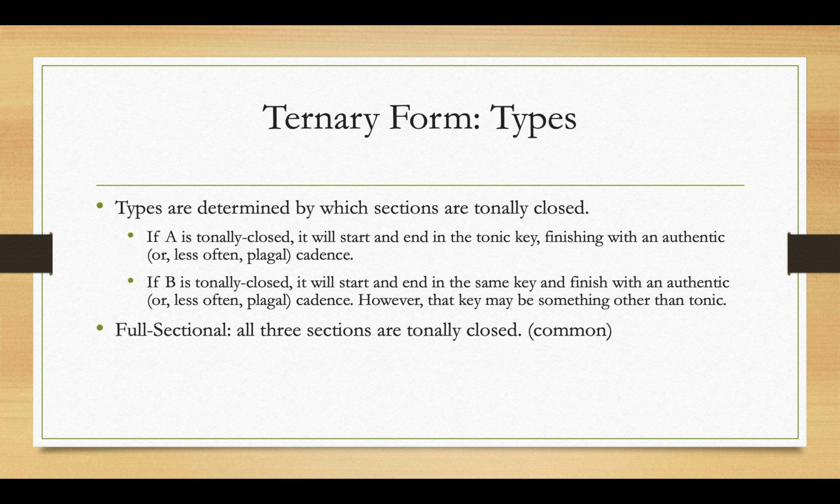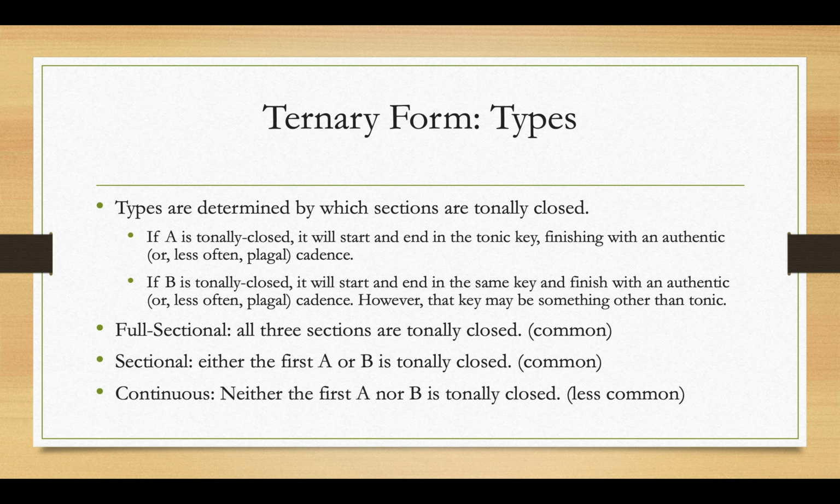So now we're into talking about the three subtypes. First up is full-sectional. In a full-sectional ternary, all three sections, A, B, and A, are tonally closed. This is pretty common in the repertoire. In sectional ternary, either the first A section or the B section is tonally closed, but not both of them. This is also pretty common in the repertoire, especially in genres like da capo aria, for example.